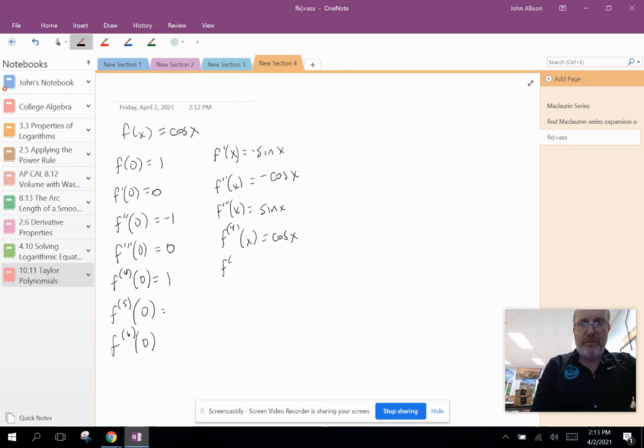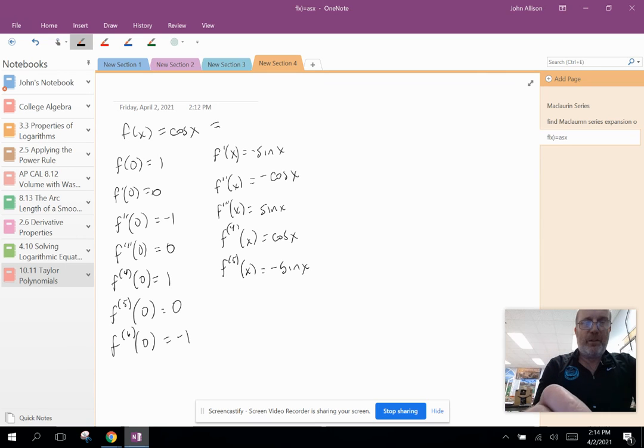The fifth derivative is going to be negative sine x again. And we can see now we've started into a pattern. This is going to continue so that this is going to be the same as the first derivative, which was 0. And this is going to be the same as the second derivative, which was negative 1. And so we can see that these terms repeat. So what we're looking at now is f of x.